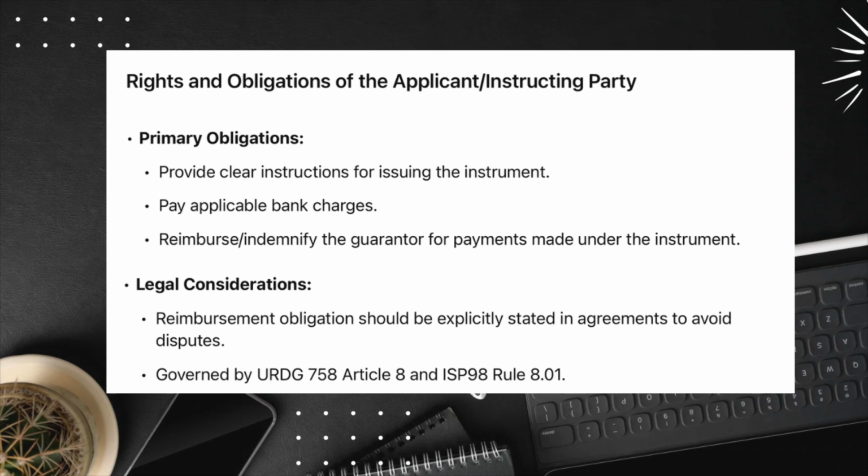URDG 758 and ISP 98 also touch on reimbursement obligations. Article 1 of URDG 758 refers to the role of the instructing party, while ISP 98 Rule 8.01 specifically states that the applicant must reimburse an issuer that has paid a demand under a complying presentation.